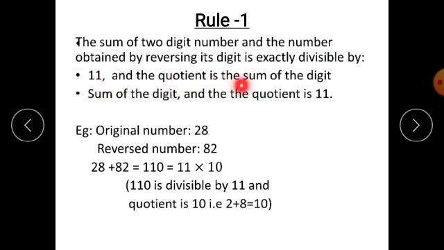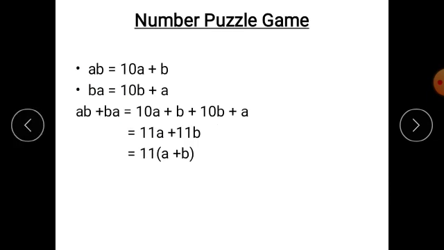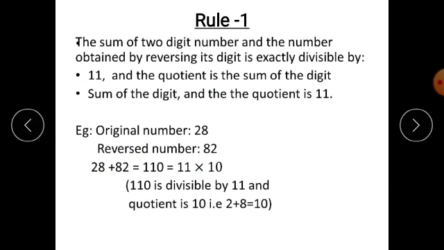Now where did this quotient and the sum of the digits come from? We have 11 into A plus B. So if the sum is divisible by 11, the quotient will be A plus B. And if it is divisible by A plus B, the quotient will be 11. For example, we take the original number 28 and reverse it to get 82. We add these two numbers and get 110. It is 11 into 10, which is divisible by 11, and the quotient is 10. We got 10 from 2 plus 8.